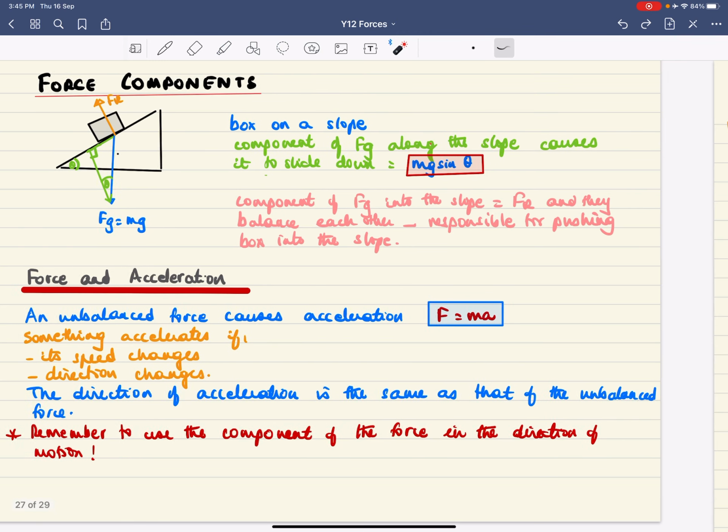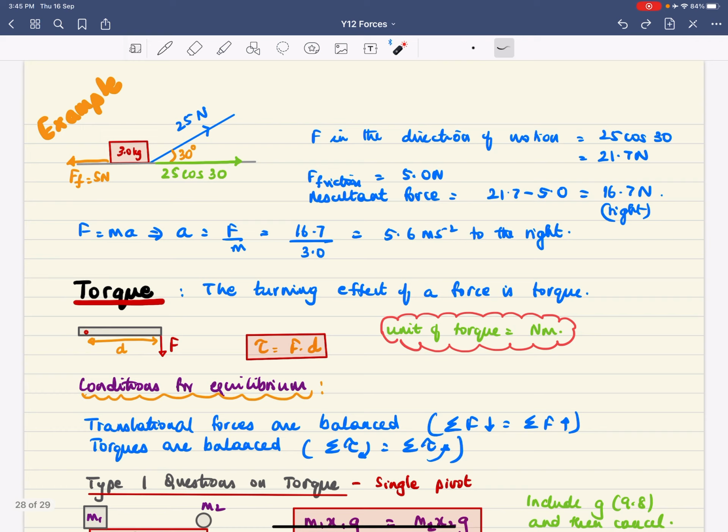So I've got an example on the next page. So here you're pulling a box with a rope, and the box is moving horizontally, but this rope, that's a tension force in the rope, is 25 newtons, and let's say that's 30 degrees, and I put in friction as well. Okay, acts opposite to motion. So what we need to do is, not all of the 25 newtons is used to pull the box forwards, because the box is moving horizontally.